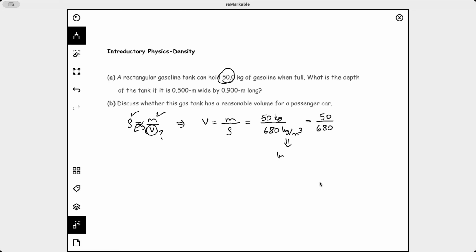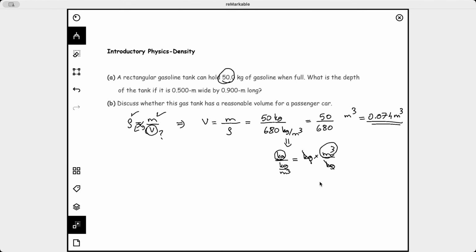The unit will be kilogram divided by kilogram per meter cube. We keep the first one the same, flip the second one and multiply them. The kilograms cancel, and the unit will be meter cube. If you just divide these values, we're going to get 0.074 meter cube as the volume.